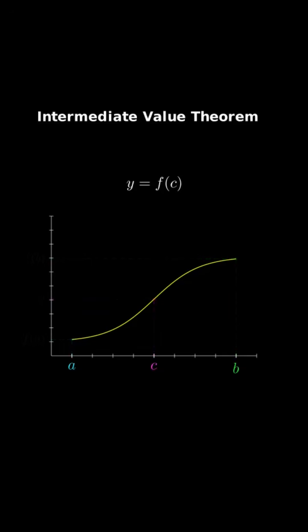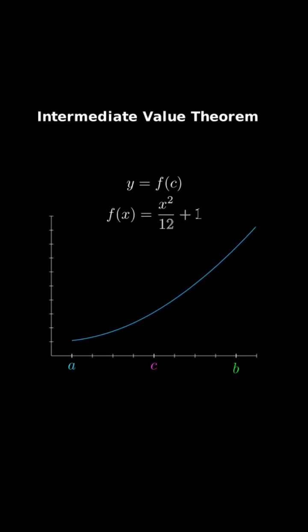Let's apply the theorem with a concrete example. Let's use the function f of x equals x squared over 12 plus 1. We define a equal to 3 and b equal to 9. We evaluate f of 3, which gives us a value we call f of a. f of 9 gives us a larger value which we call f of b.